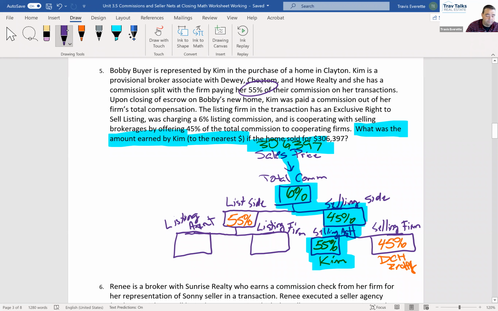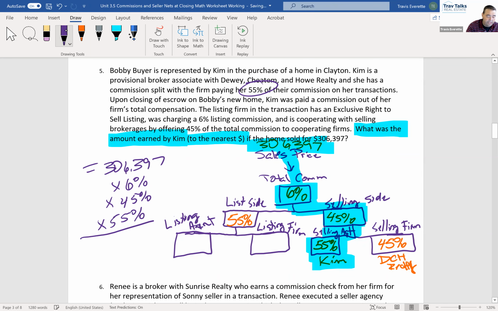So what am I going to type into my calculator? I'm going to type in 306,397 times 6% times 45%. Don't skip any. Times 55%, because that's what we get all the way to Kim. And if I do that, 306,397 times 6% times 45% times 55%. I'm going to check my math again and write it down, but I always like to type it in twice when I'm typing a bunch of numbers like that.